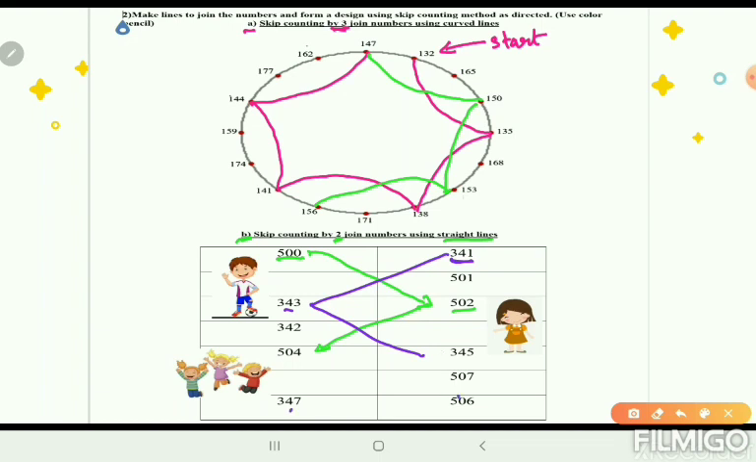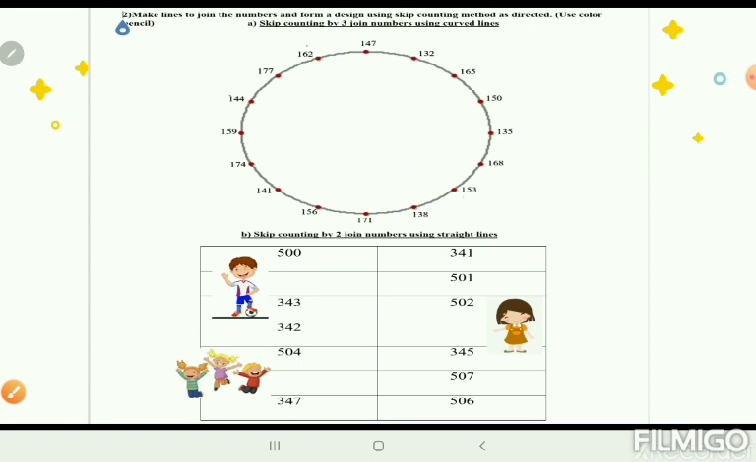Form a pattern. That finishes your activity worksheet.